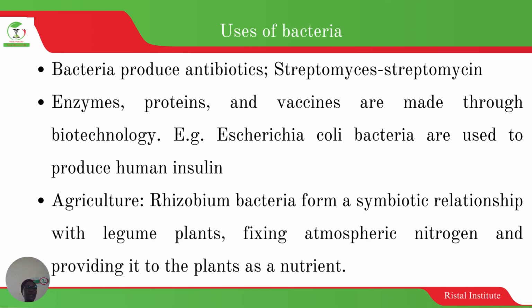Then in the field of agriculture, we have the rhizobium bacteria. Rhizobium bacteria form a symbiotic relationship with the legume plants, fixing atmospheric nitrogen and providing it to the plant as a nutrient. You remember, we have some of the leguminous plants, like for example, the beans, the cowpeas. When you look at the roots of the beans or the cowpeas, you will observe certain round structures on their roots.